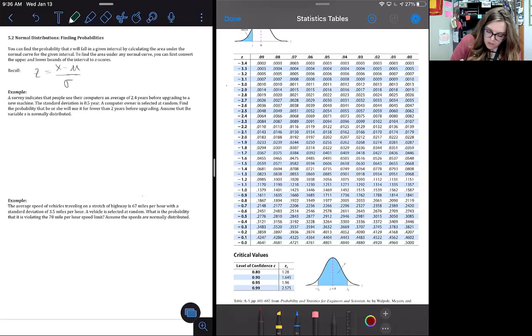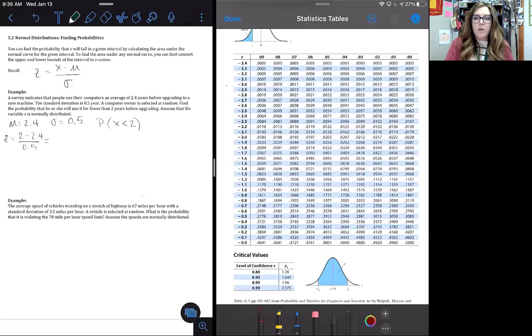All right, so here's what we know. We know the average, or the mean, is 2.4. And we know that our standard deviation, sigma, is a half. And what we're asked to find is the probability that x is fewer or less than 2. Okay. So first thing we need to do is find our z-score. So we're going to take 2 minus our mean of 2.4 and divide by a half.